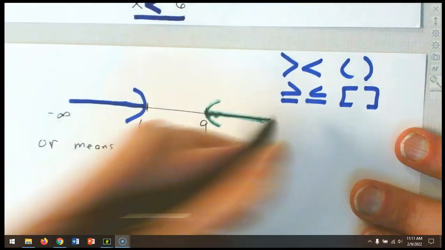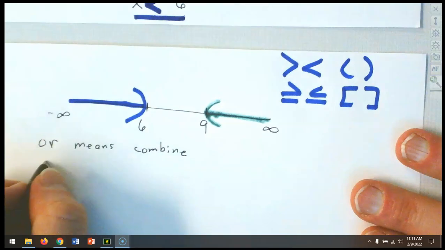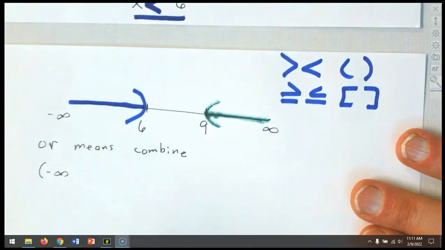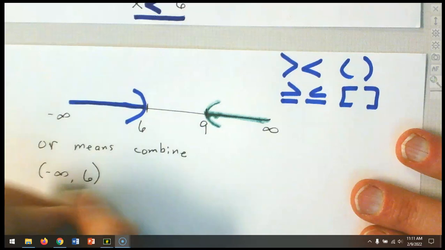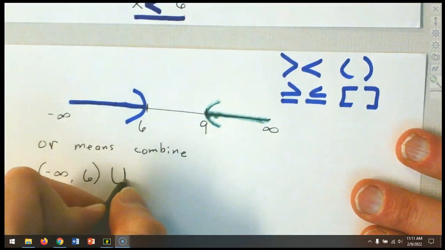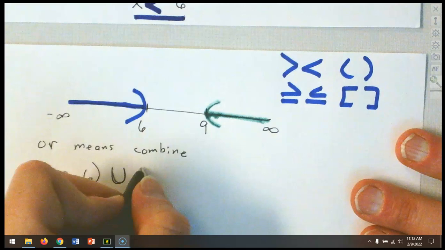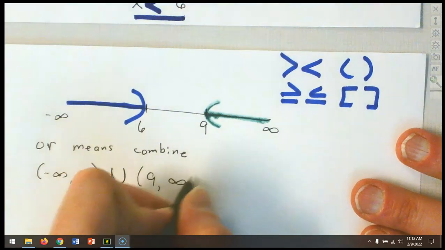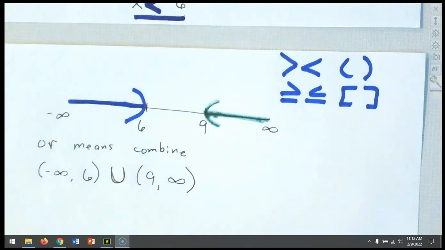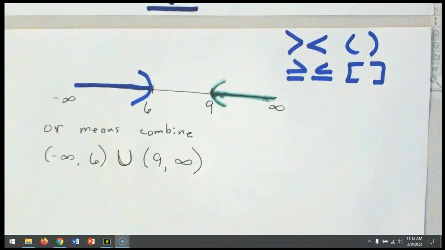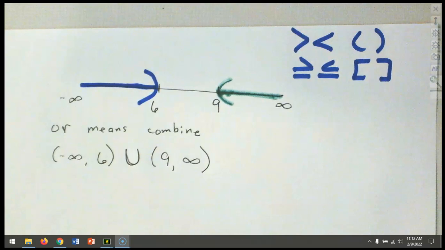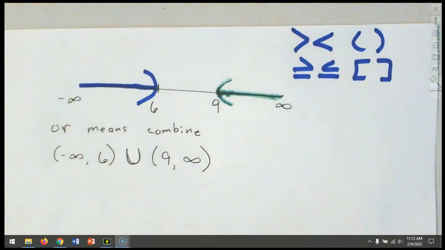So negative infinity, positive infinity. So we have negative infinity, comma 6 with parentheses. We use a U to represent the union. 9 to what? Positive infinity. So there's your answer right there. All you have to basically remember is an and means you look at where they overlap, or means you combine them together, add them all together.